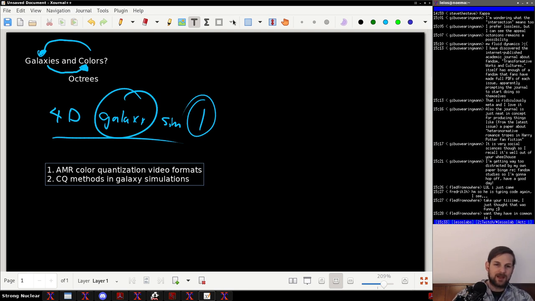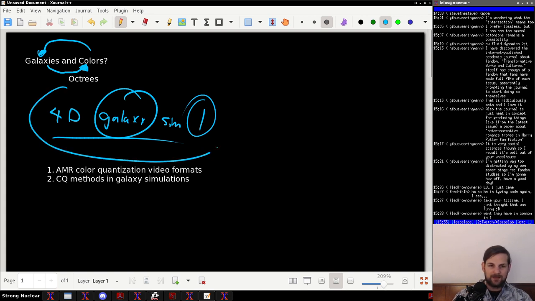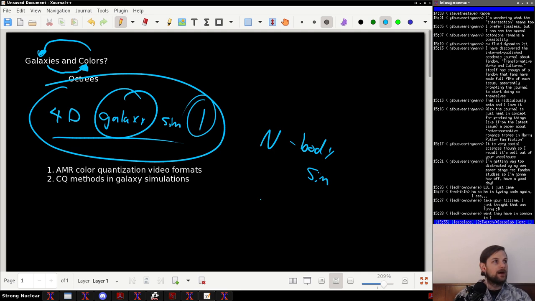The thing is, neither of these actually create good video content. The only good video is a 4D galaxy sim. That's the only one I can think of. That's literally it. And for a 4D galaxy sim, we're really only talking about an N-body simulator, right? We're not going much further than that.